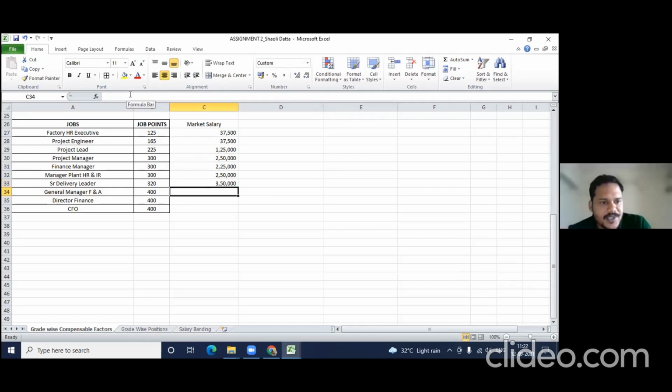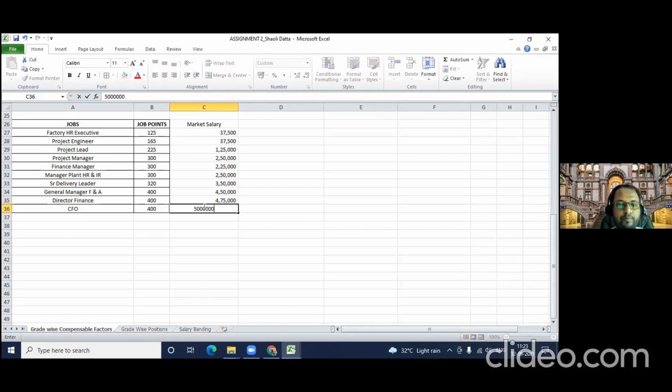Okay. General manager finance. 5 lakhs. We can put it 5 because we have it at 1.6. Say 4.5, 4.5 we can. So now all the 400, you can have them around that time. Now I'll explain to you why. 4.75 and 5. And this is 5. Fine.